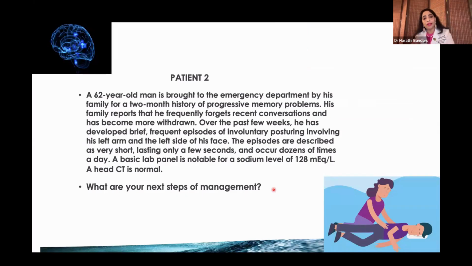When you look at the patient, there are brief, frequent episodes of involuntary posturing involving the left arm and left side of the face. What is this? Whenever you see anything stereotypic, repetitive, involuntary, jerking movements, what should come to your mind? In this case, if I don't know anything about this patient, I would think of partial seizures, right?